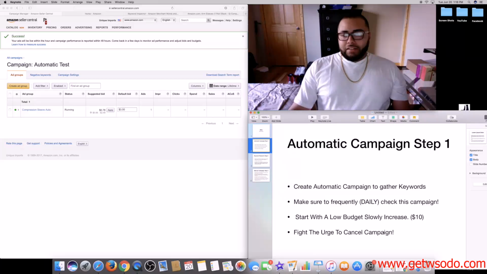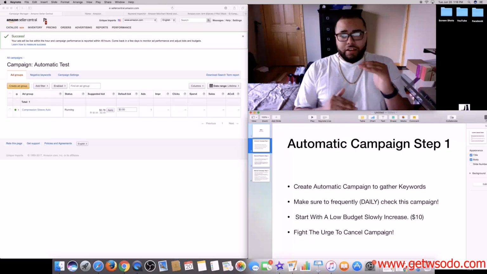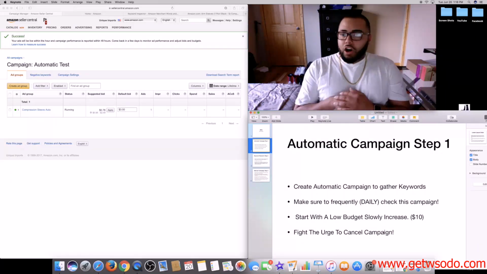And last thing I'm going to tell you once again is fight the urge to cancel the campaign. Don't expect off the gate that you're going to be profitable with the automatic campaign. It's a tool to capture keywords, to capture data. If it is profitable, if you can get it to 30% and less ACOS, then you're winning. That's awesome. But if not, you don't suck at life. You're not doing anything wrong.